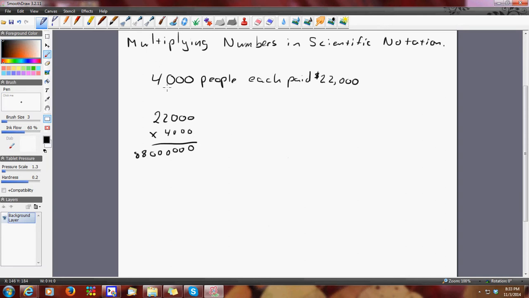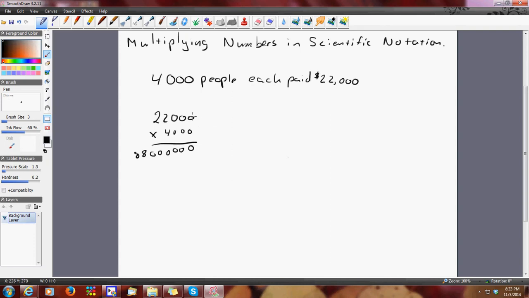And here's an example. Let's say we had 4,000 people, and they each paid $22,000 for a car, not one car, obviously, but for 4,000 cars. So each car cost $22,000, and 4,000 people bought them. So let's see how much money that would actually mean.